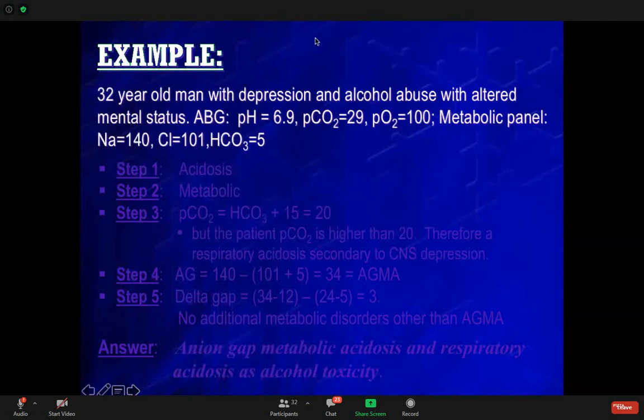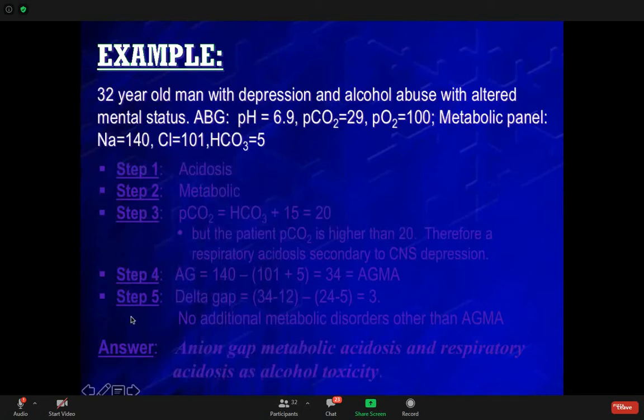So you have this 32-year-old man who presented with depression and alcohol abuse. He comes with an altered mental status. His pH is 6.9. His bicarb is 5. His CO2 is 29, and this is his other metabolic panel.